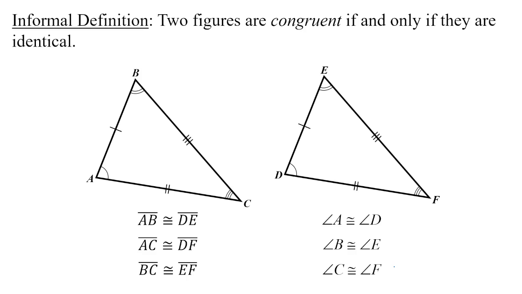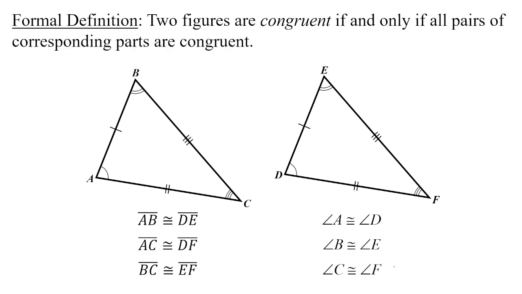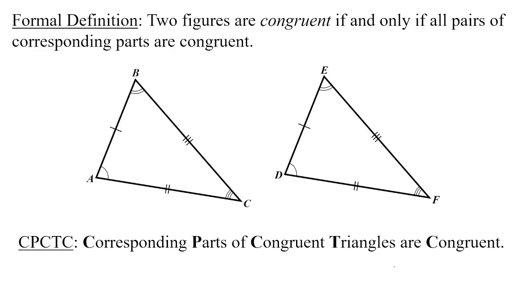So now it actually leads to the formal definition of congruent. Two figures are congruent if and only if all pairs of corresponding parts are congruent. So if you've got these two congruent triangles, all the corresponding parts are congruent. Therefore, corresponding parts of congruent triangles are congruent, or CPCTC. So if you know that two triangles are congruent, we know that the corresponding sides are congruent and the corresponding angles are congruent.